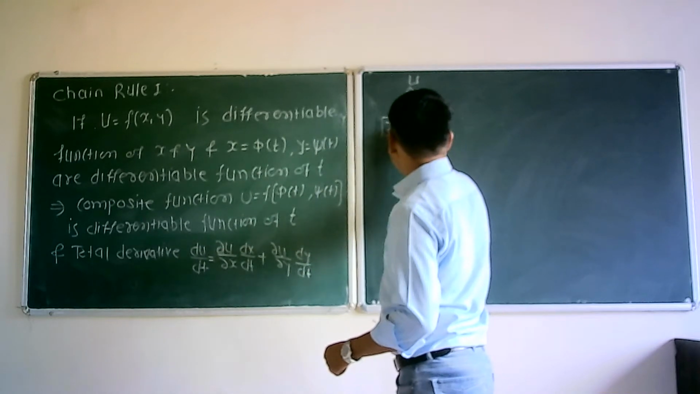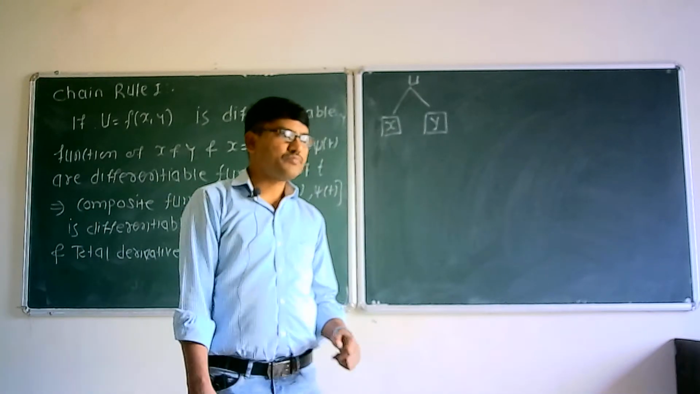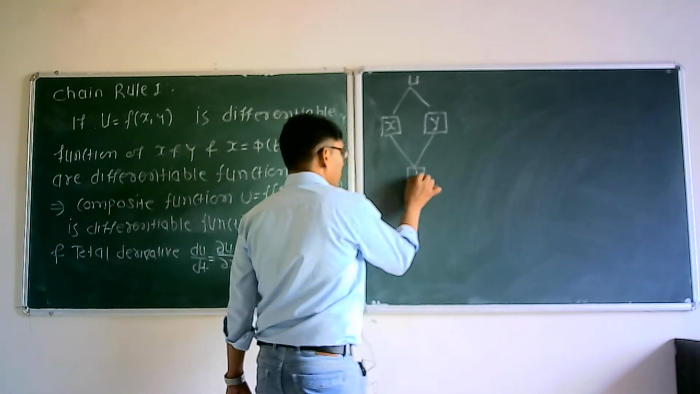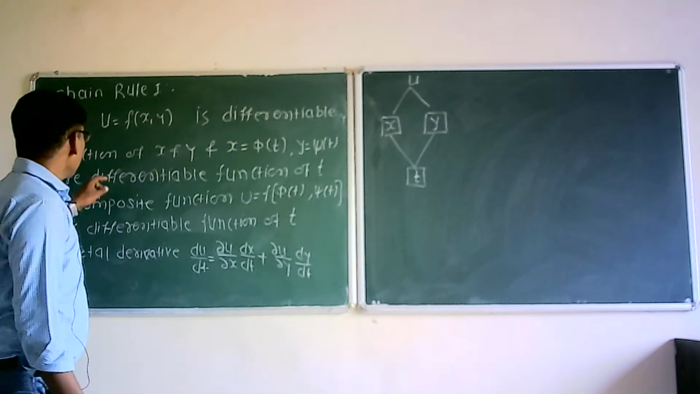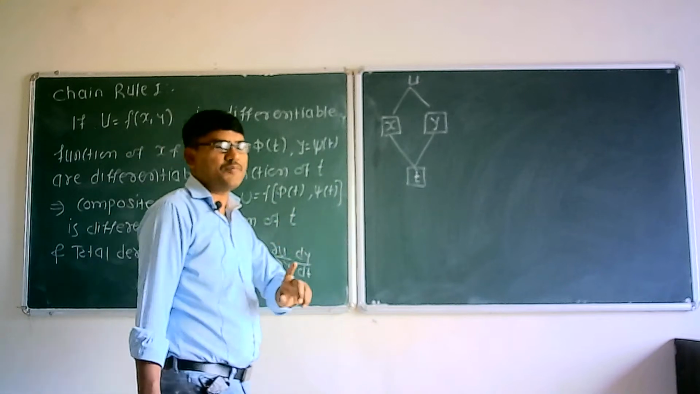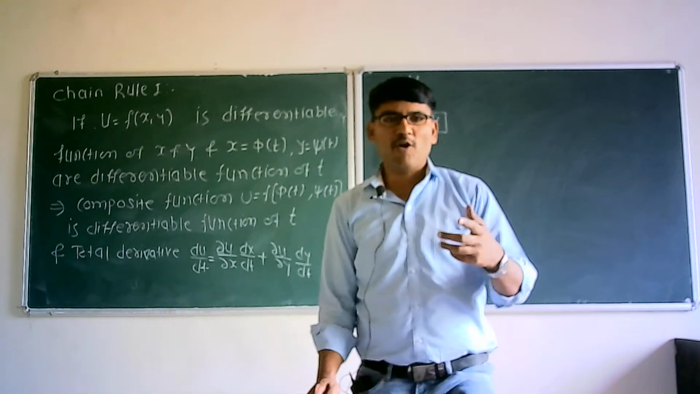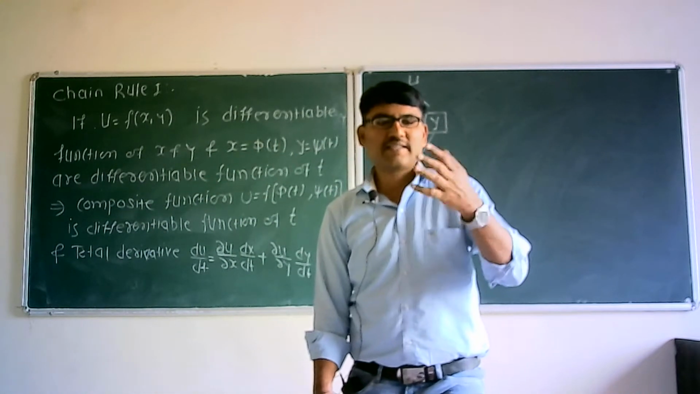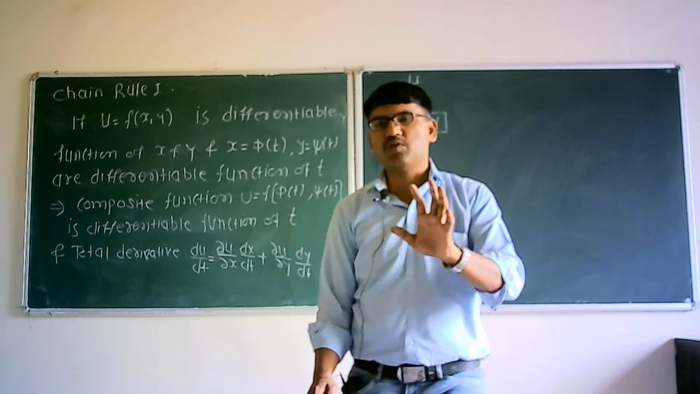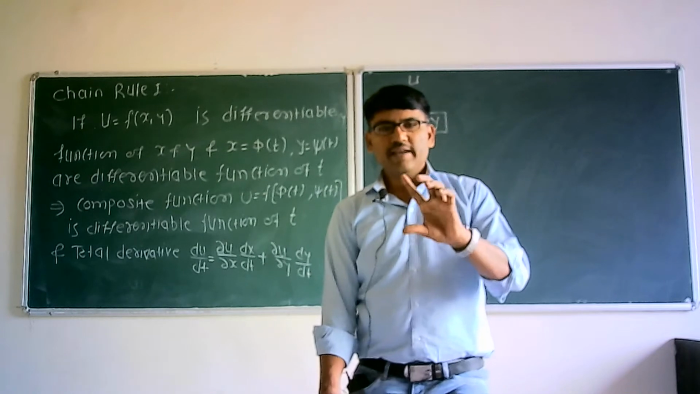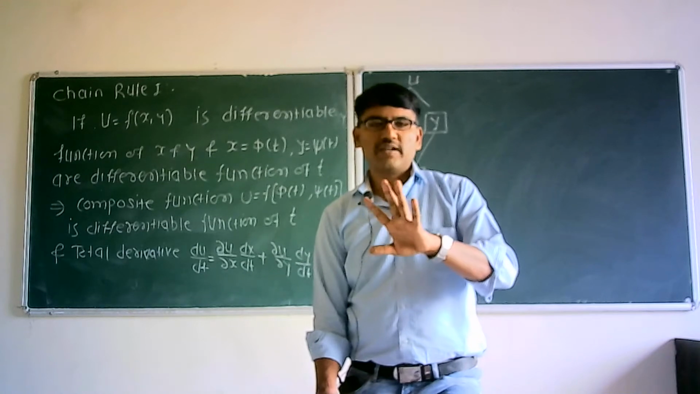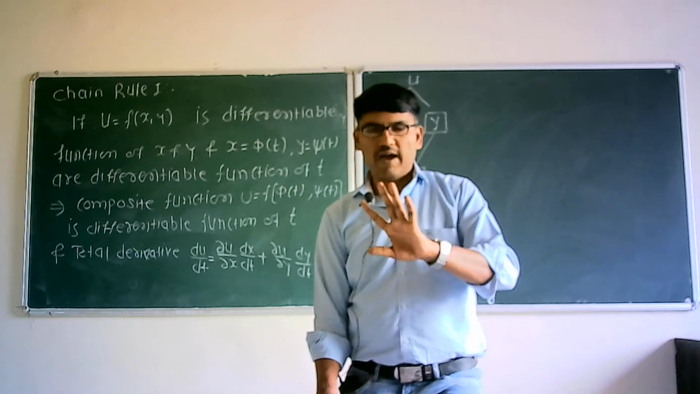u is a function of x and y, and x and y are a function of t. And here again, what is given? u is a differentiable function of x and y. Means what? Its increment function can be written in the form Ah plus Bk plus h epsilon 1 plus k epsilon 2, where epsilon 1 and epsilon 2 tend to 0 as h, k tend to 0, and A is the first partial derivative with respect to x, and B is the partial derivative with respect to y.